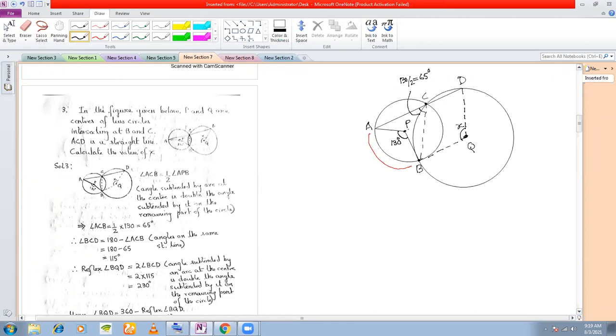So once you know this to be 65 degree, you can calculate this angle here because this is angle in a straight line. This angle will be how much? 180 minus 65, right? So 180 minus 65 will be equal to 115, right?